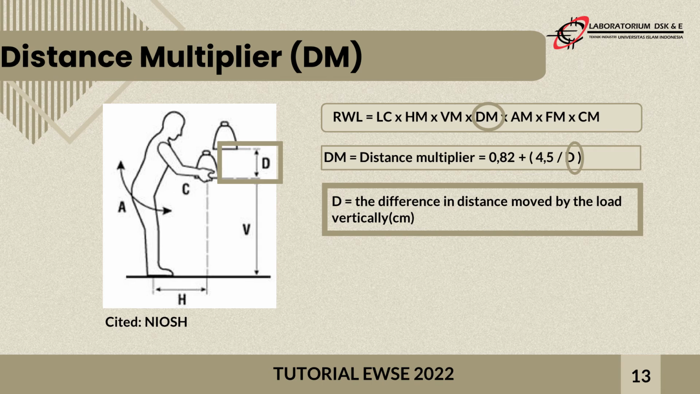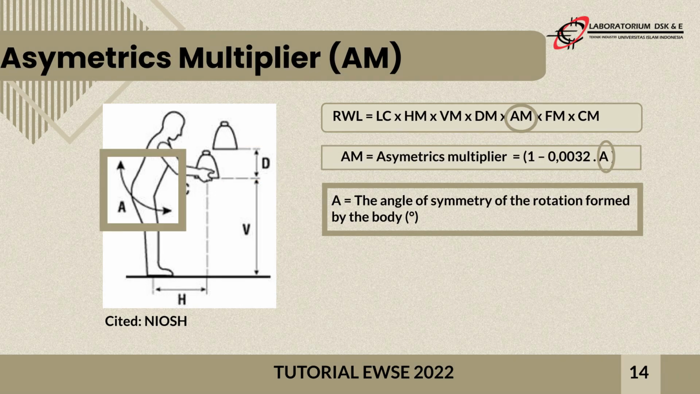And next is distance multiplier or DM. The value of D must be in the range 25 cm until 175 cm. If the measurement from the student is less than 25 cm, the D value input in the formula remains 25 cm. And next is AM or asymmetric multiplier. AM is the angle formed by the center of the body from the initial position to the destination position, and the shoulder is the support.